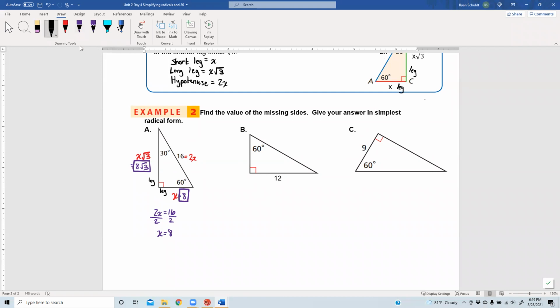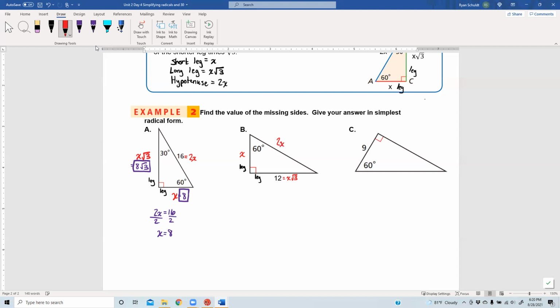Okay, let's look at B. First thing, let's label our legs. Leg. Leg. How'd you know that's a leg? Well, that's what makes my right angle. Remember, the legs make the right angle. So which one's my shorter leg? This one looks shorter. He's x. This one looks longer. He's x square roots of 3. The only one I haven't labeled is my hypotenuse. That one's got to be 2x.